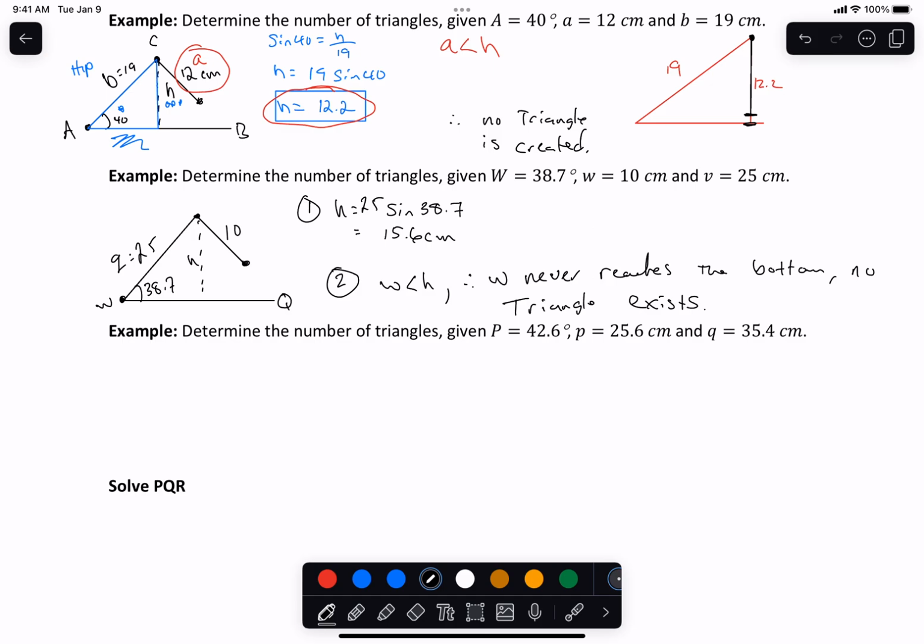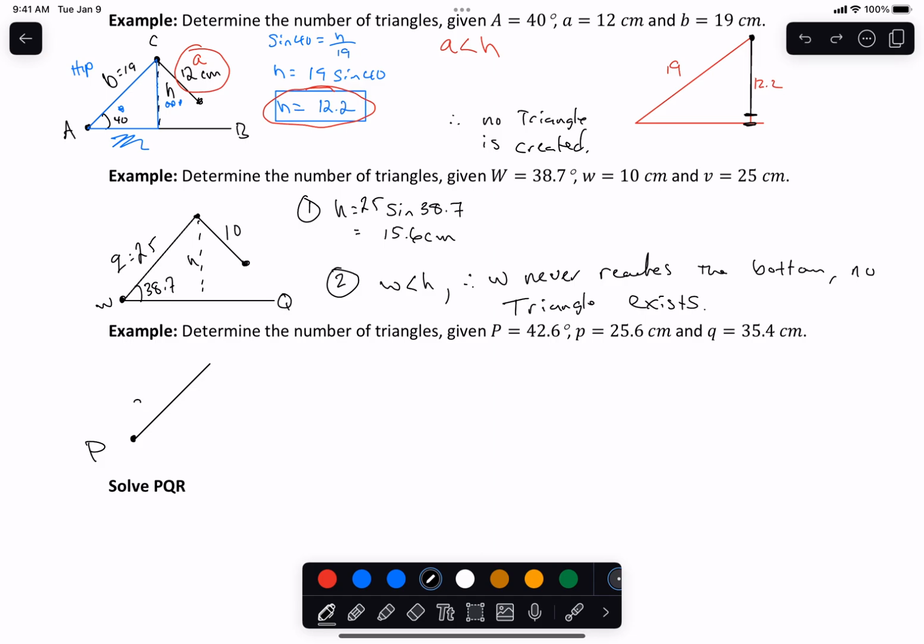Looking at the information that's been given to me, I have an angle, I have a side length opposite the angle, and then another side length. Typically when we do these questions, they're all going to be drawn the same. So you're going to draw whatever they say, angle P, and then side length Q is going to be here.